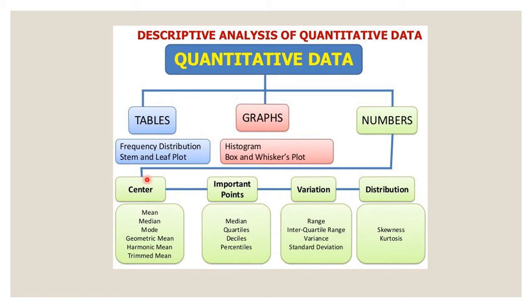Then the numbers. Center: mean, median, mode, geometric mean, harmonic mean, trimmed mean. Other important points: kurtosis, divisions and percentiles. If you are not interested in this, you can ignore it. If you are interested, you can self-study these things. The variation: how do we capture the variation? By estimating the range, interquartile range, variance and standard deviation. The skewness and kurtosis explain the distribution. Under probability, we can teach more distribution types, discrete and continuous, so at that time you can learn more.